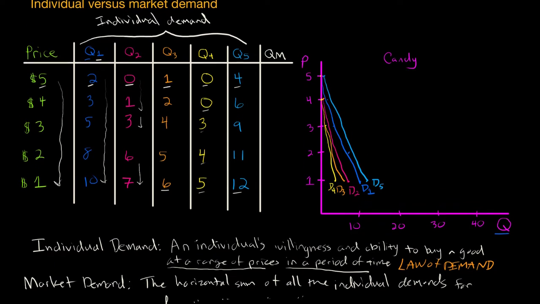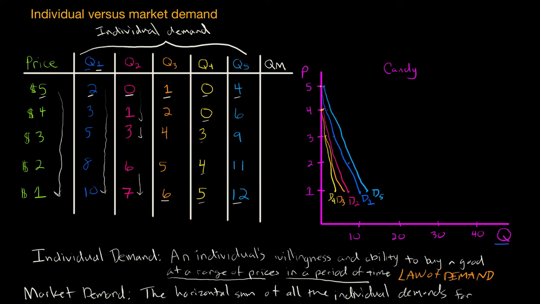The market demand for candy can be determined by adding horizontally the sums of all the individual consumers' demands in this market. If we assume that there are only 5 candy consumers in this market, then the market demand, which I'm calling QM, this is market demand, equals Q1, the demand for the first consumer, plus Q2, plus Q3, and so on.